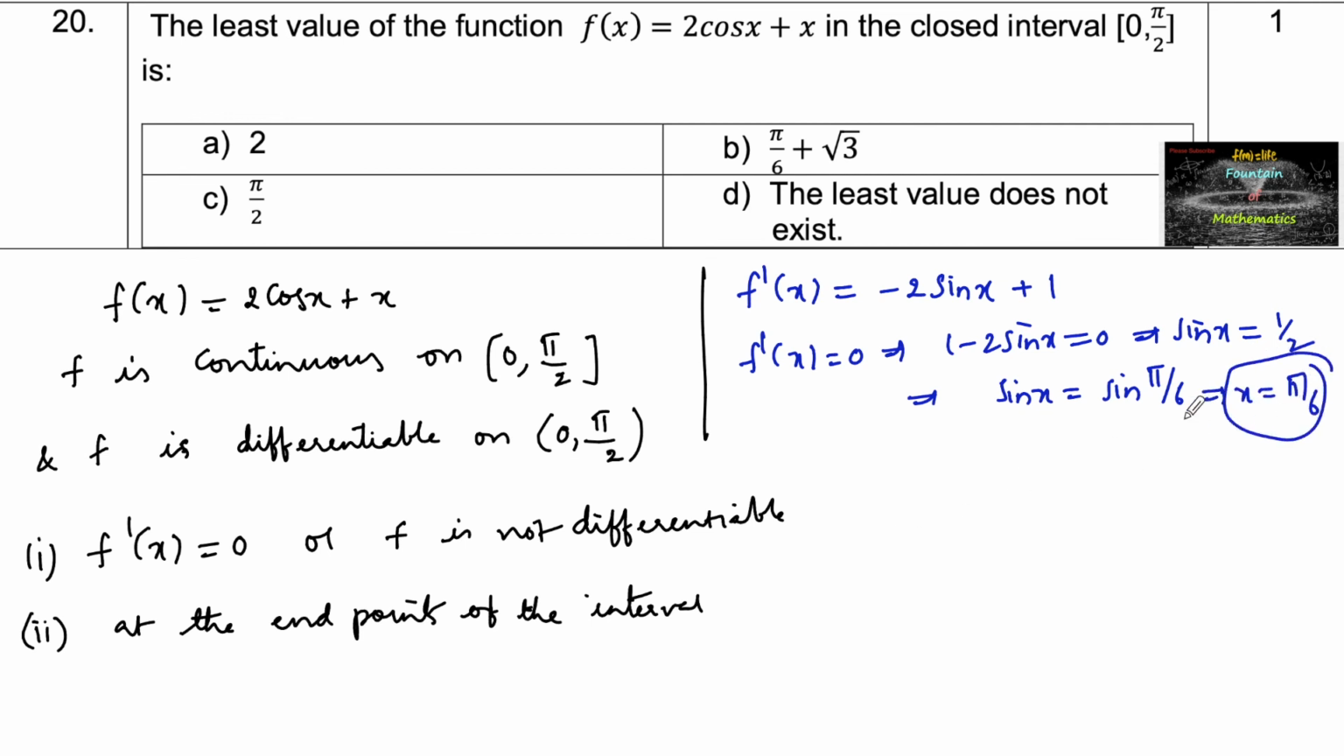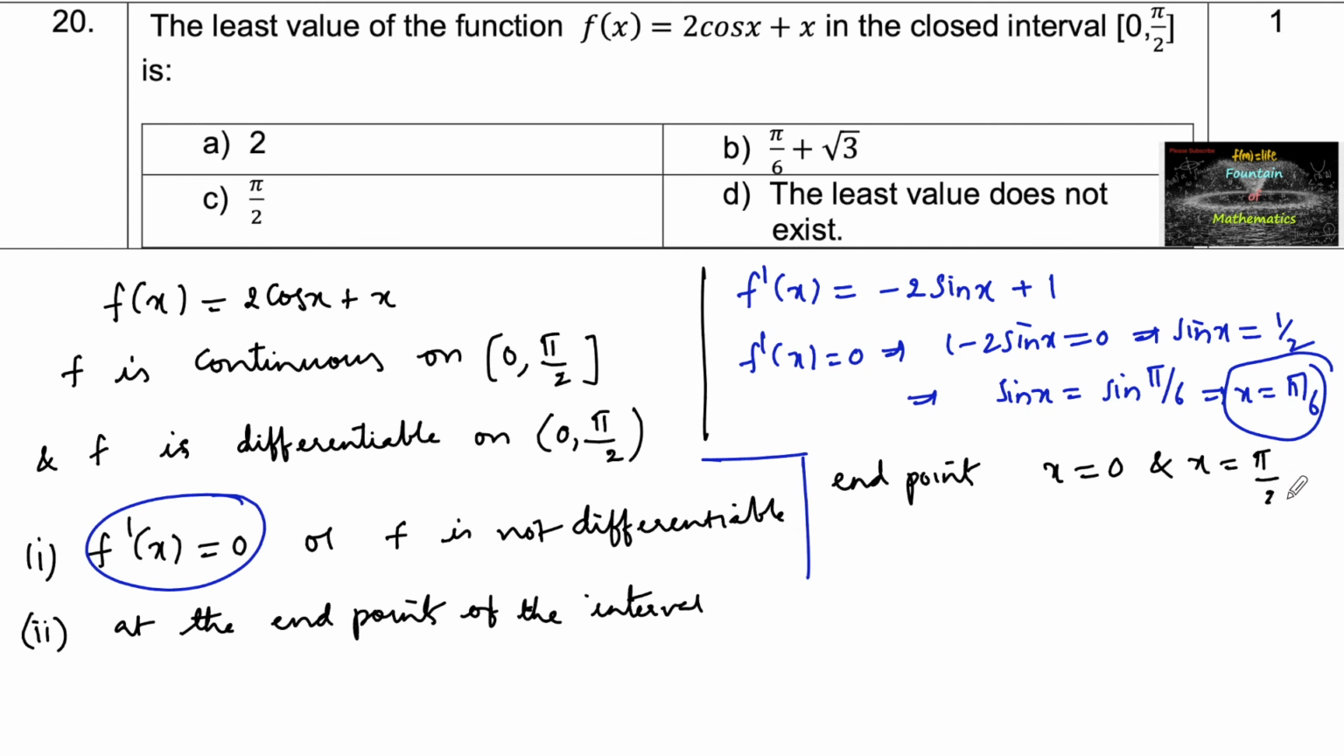So x is equal to pi by 6 is one point, and since this function is differentiable everywhere in 0 to pi by 2, we can consider only f dash of x equal to 0, and the endpoints of the interval. The endpoints are x is equal to 0 and x is equal to pi by 2. Now let us substitute these three values in the given function.